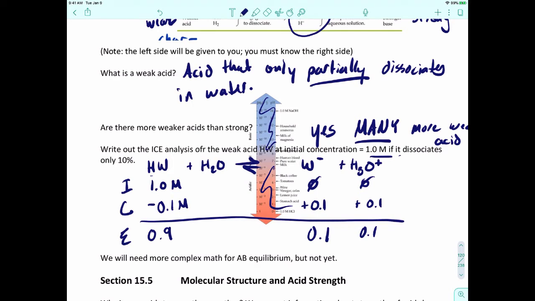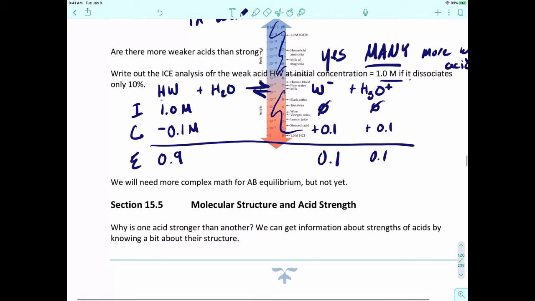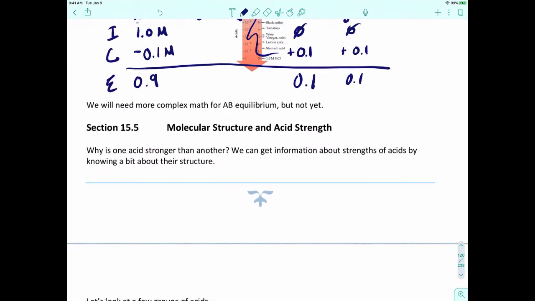So another idea, how do we look at a chemical reaction? Now that we know there are these strong acids, strong bases, weak acids and weak bases, how do we take a look at a compound and know whether or not it's a strong acid, or is there something in the structure that's a dead giveaway that it's going to behave as an acid or a base? Okay, so why is one acid stronger than another? We can actually take a look at the compound and say it's going to do this.